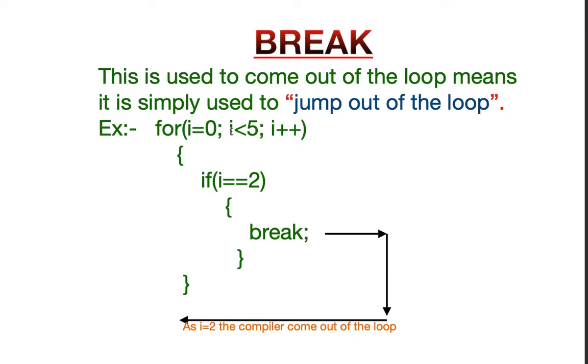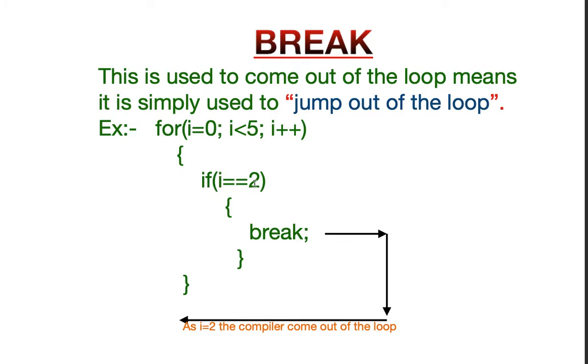I have a loop which is going to run 5 times. Its value starts from 0. When I is equal to 0, the condition is true and the loop is going to run. But this condition is not satisfied, so this block is going to be ignored. And again the compiler runs the same loop. When the value of I is 1, the same thing is going to happen and the compiler comes here. But when the value of I is 2, the compiler is going to check this condition.